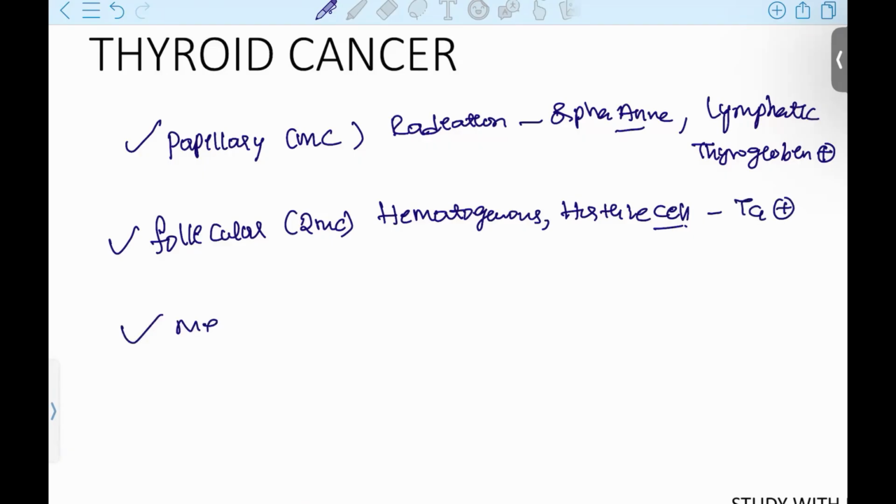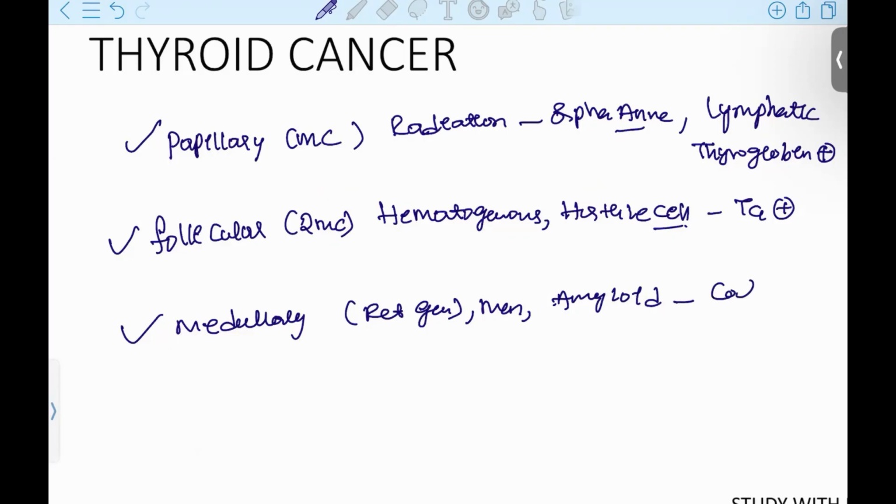Third one is the medullary, third most common. This is associated with the RET gene mutation and also MEN syndromes. And there is a high chance of amyloid also. Okay, all this will be a risk. For this patient, calcitonin is the positive tumor marker for medullary. And anaplastic is very rare but very invasive and severe. Okay, a rare, invasive and severe condition. These are the thyroid cancers.